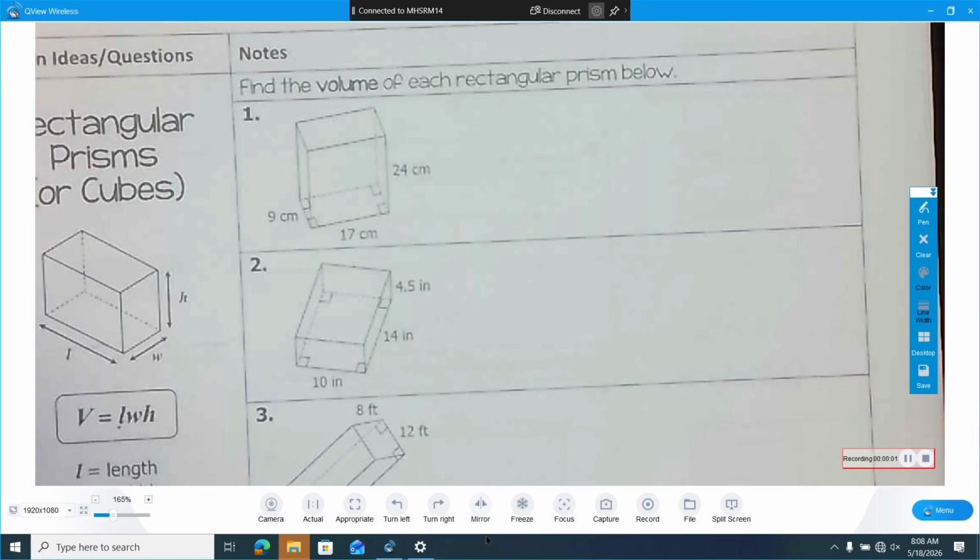We're working on surface areas. Everything we've done up until now has to do with area formulas. Surface area is just finding all the little areas and adding them all together. And now we're talking about volume.